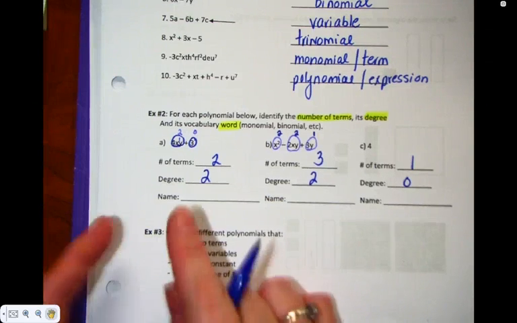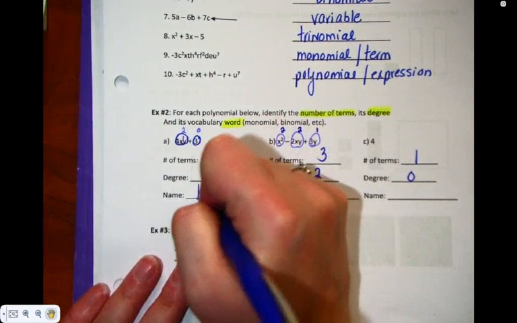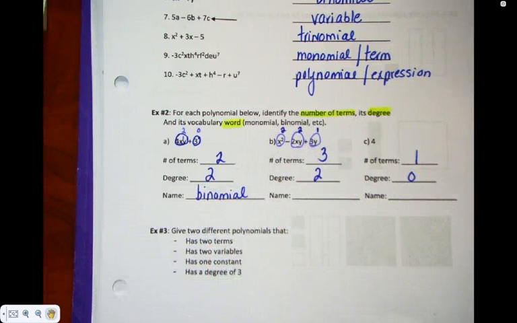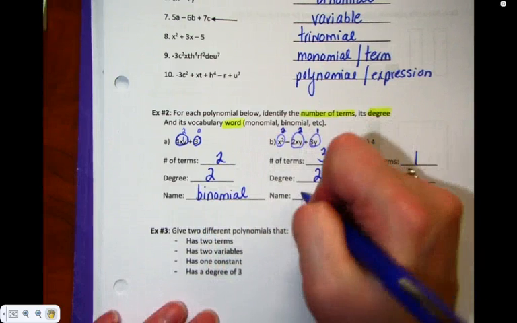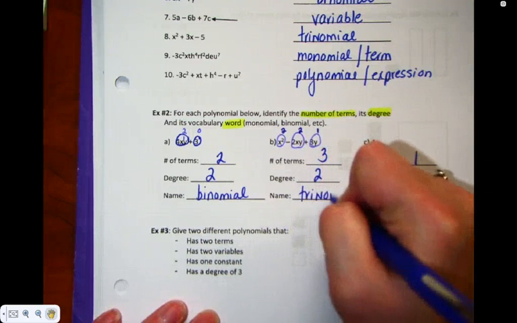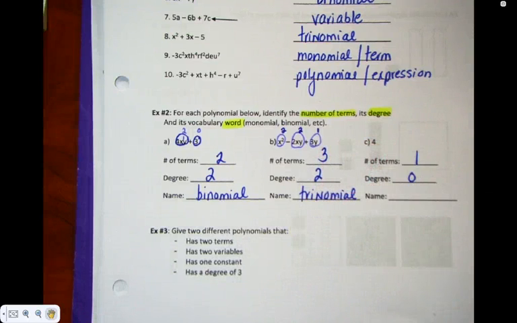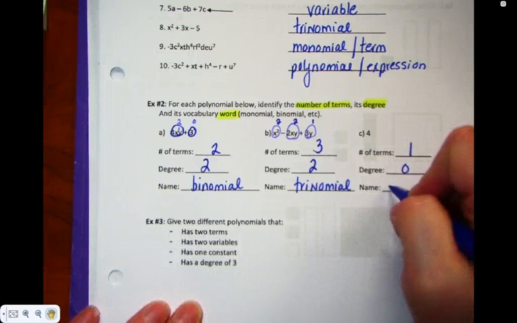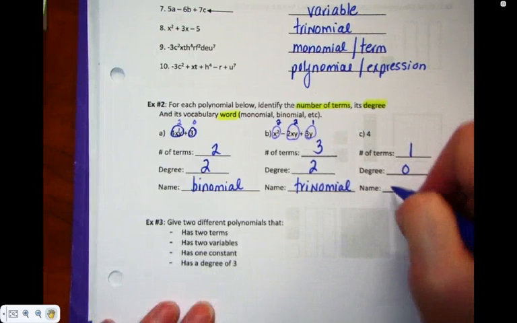Okay, let's name it. 2 terms called a binomial. 3 terms? One term? Yes, it's a constant, but let's name it as a polynomial. It's a monomial.